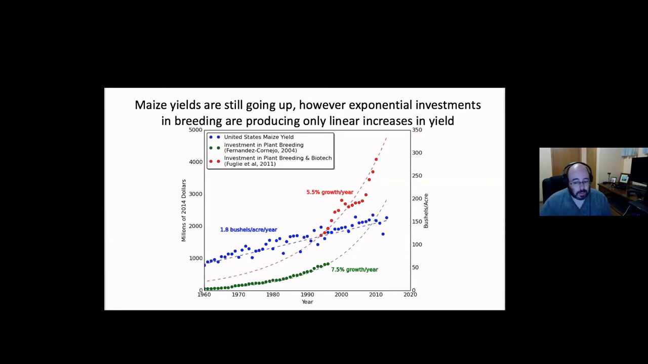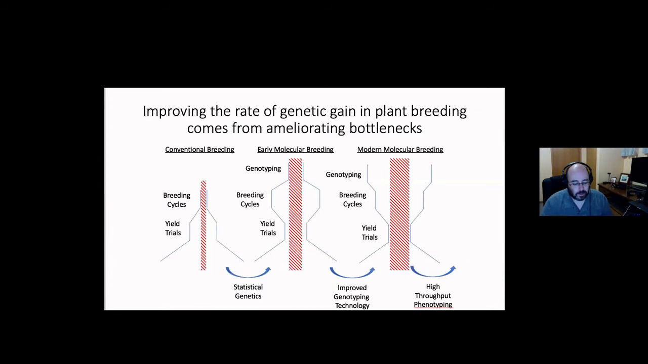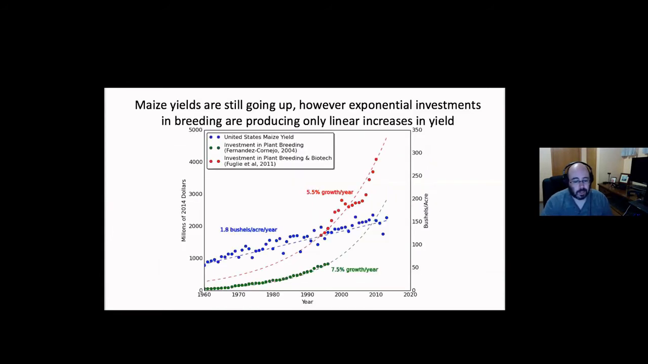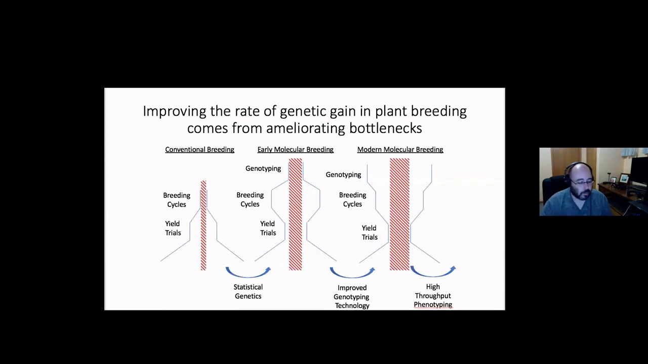But we are only able to do this by devoting exponentially more money to plant breeding and plant biotechnology. And so anytime you're getting a linear response from exponential inputs, that's obviously something that is not sustainable. Now, in order to increase the rate of genetic gain here in plant breeding, without continuing to invest more and more of our total resources as a society into it, what we need to do is identify what are the bottlenecks and work to open those bottlenecks up.